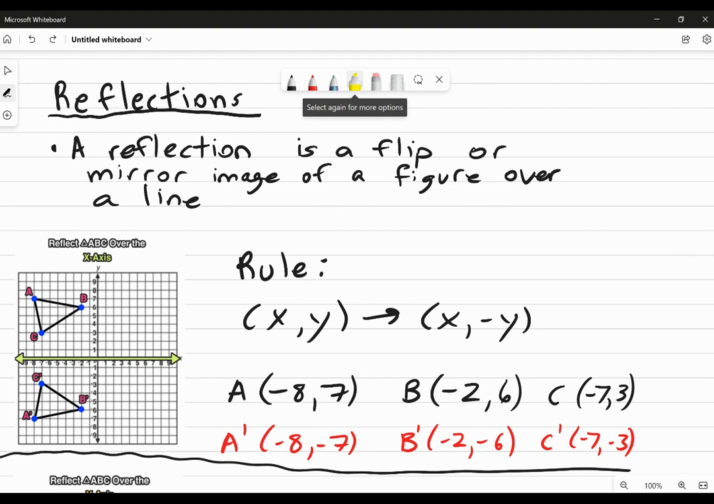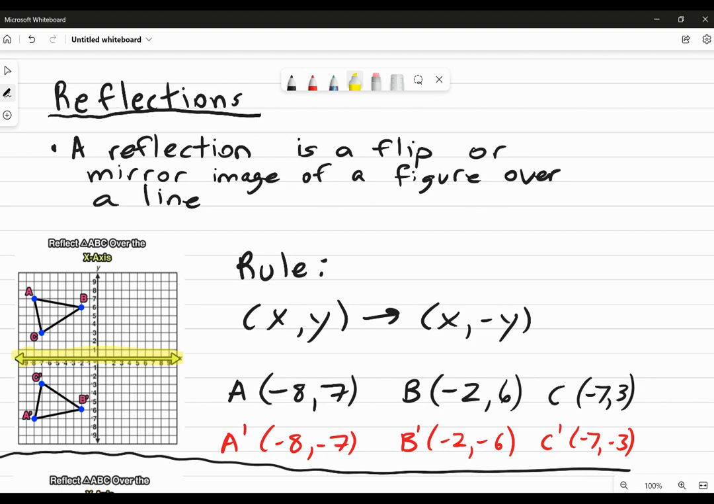For our first example here, I just want to make sure that we are highlighting that x-axis there. So use a highlighter, make sure you really identify that, because that'll help you when you're flipping it over and making a mirror image of your triangle. So the example I have is reflect triangle ABC over the x-axis.